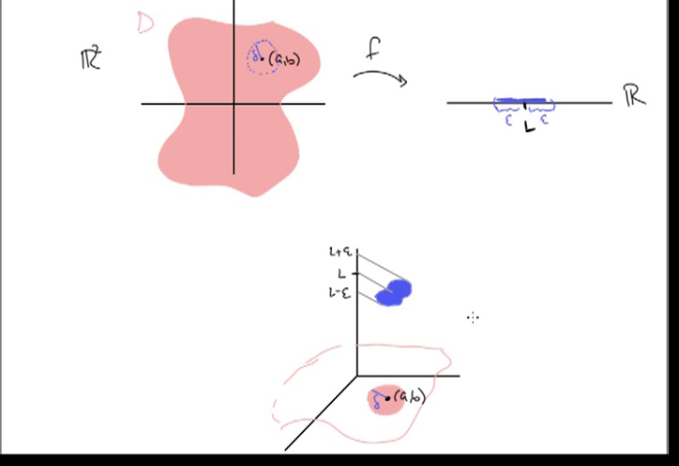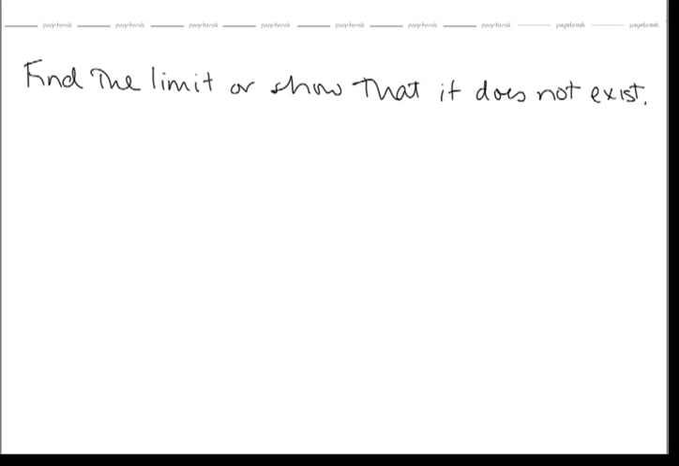Now let's take a look at some examples. For these, we want to find the limit or show that it does not exist. How can we show that this kind of limit does not exist? We said for the limit to exist, the limit needs to be the same from every pathway, right? From every curve going from (x,y) to (a,b), it needs to be the same.